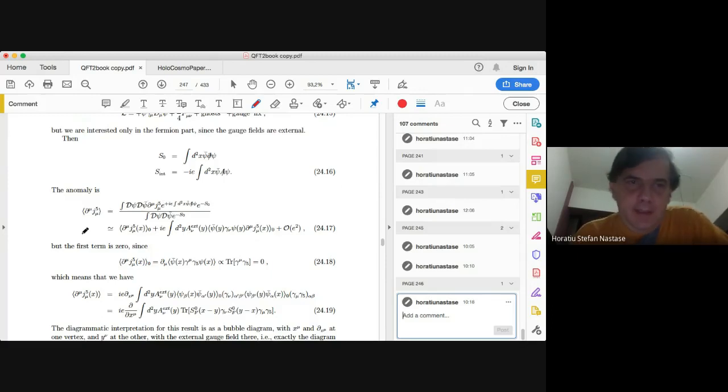So the anomaly then is ∂_μ j_μ^5, the vacuum expectation value, which means path integral of ∂_μ j_μ^5 with this exponent e^{-S_interaction}, which is e^{+ie∫ψ̄ A̸ ψ}, and then also e^{-S_0}. And to normalize, we should also divide by the partition function with no insertion.